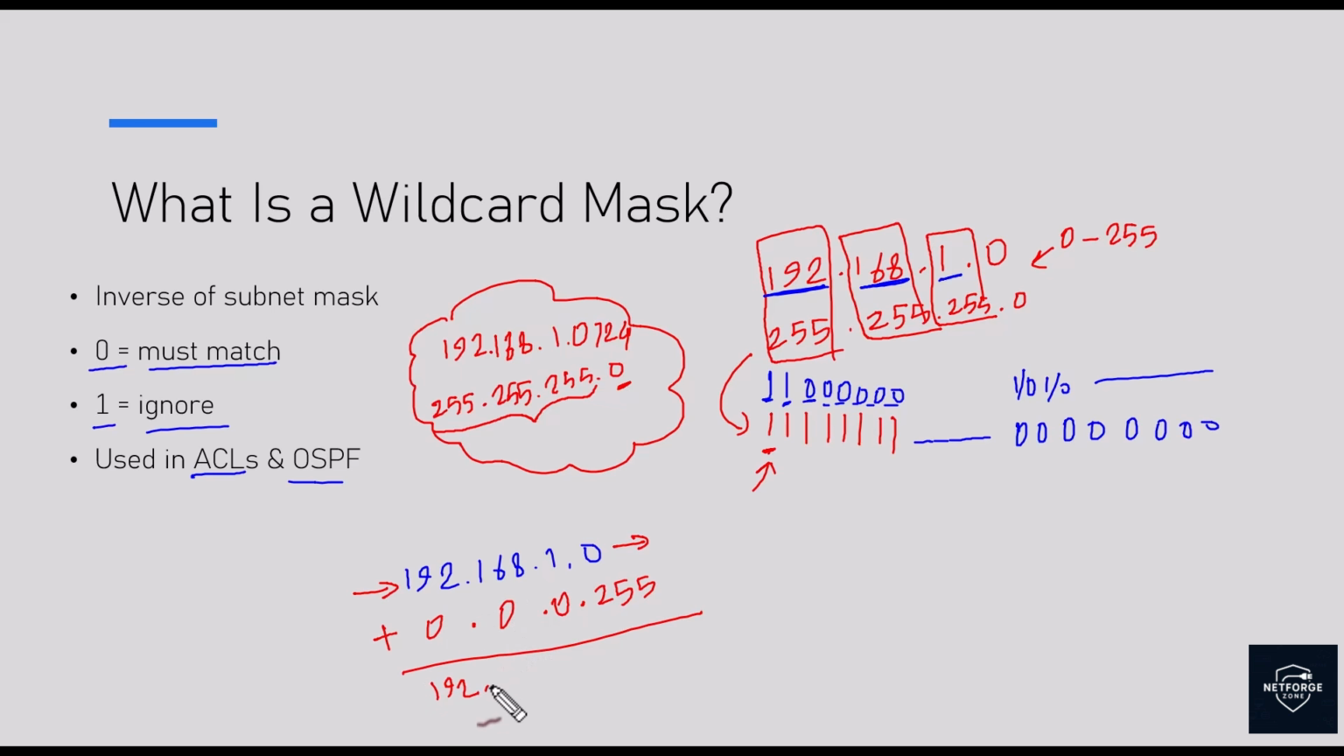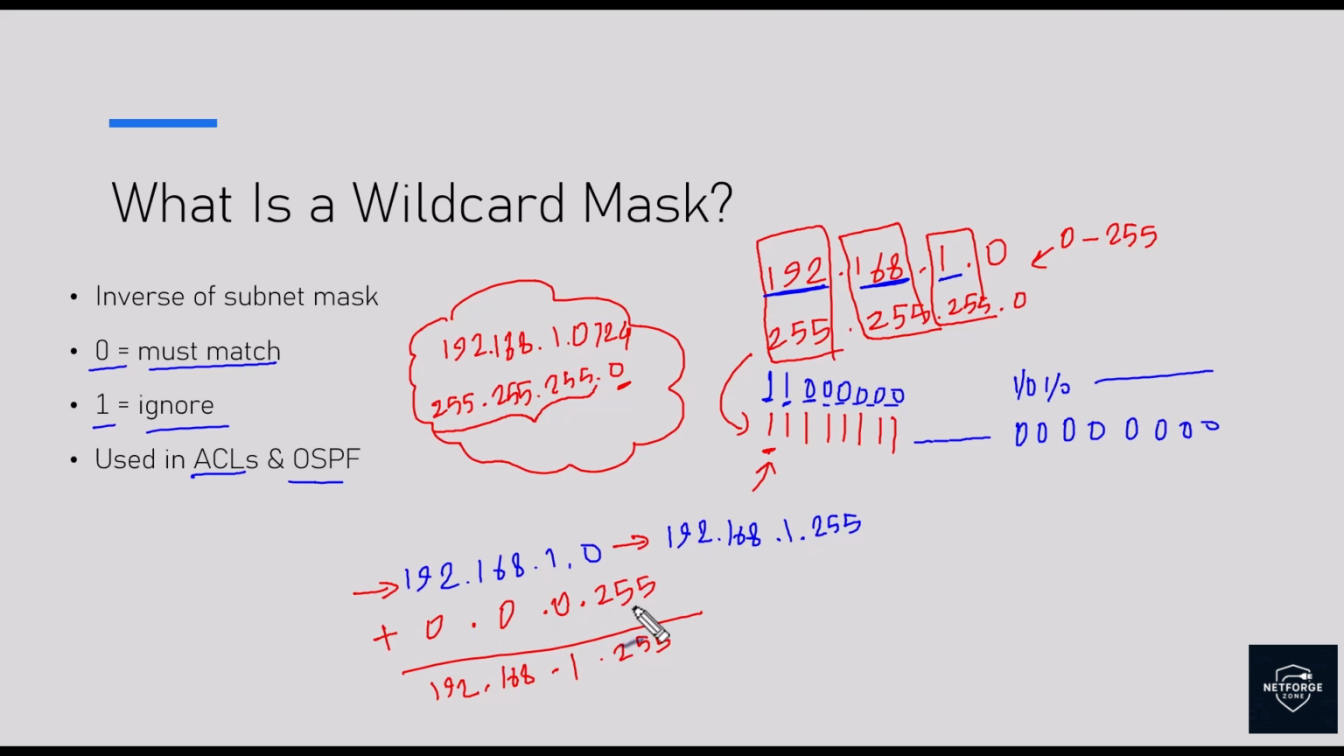168 plus 0 is going to give me a 168. 1 plus 0 is going to give me a 1. And finally, 0 plus 255 is going to give me 255, which means that the beginning address is going to be 192.168.1.0, and the last address is going to be 192.168.1.255. So that's the range of IP addresses that fall into this specific range.